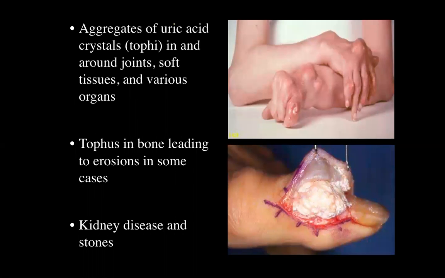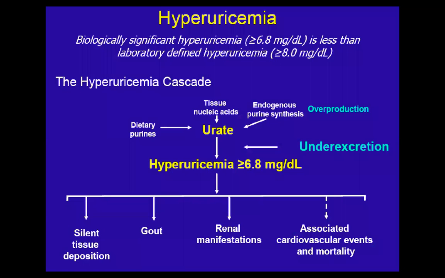Next one. Tophus is an aggregate of uric acid crystals in and around joints, soft tissue, and various organs. You can see the picture. Tophus in bone, leading to erosions in some cases. Kidney disease and stones. In the picture you can see what happened.